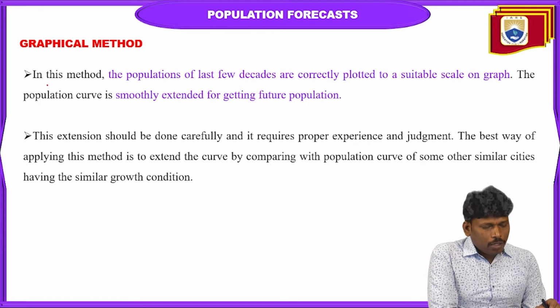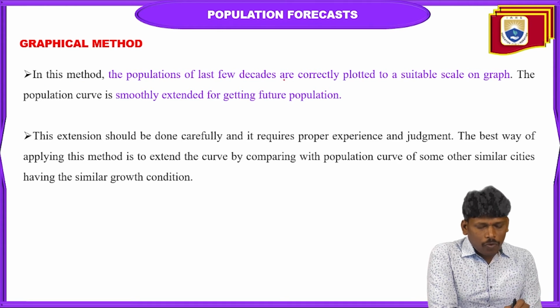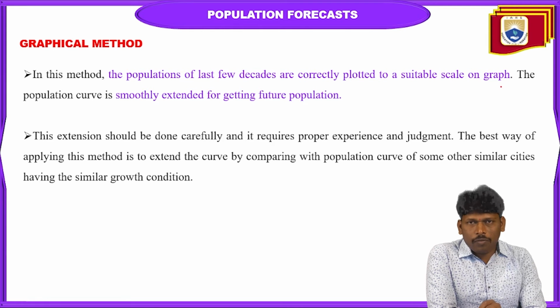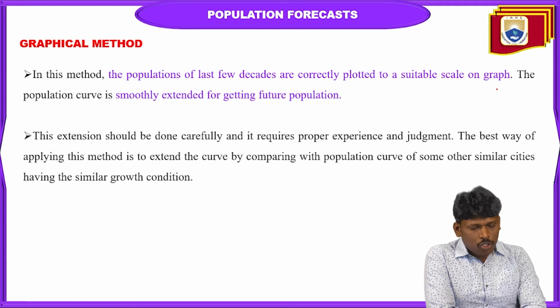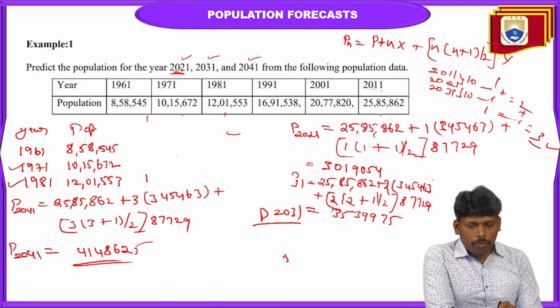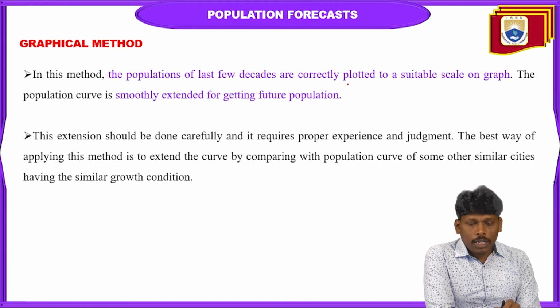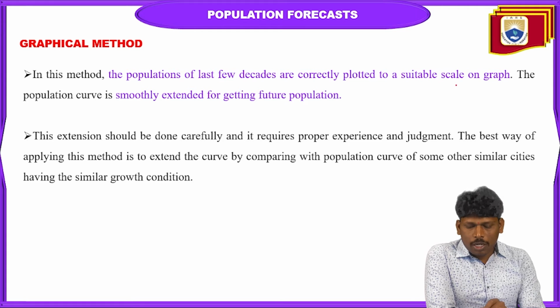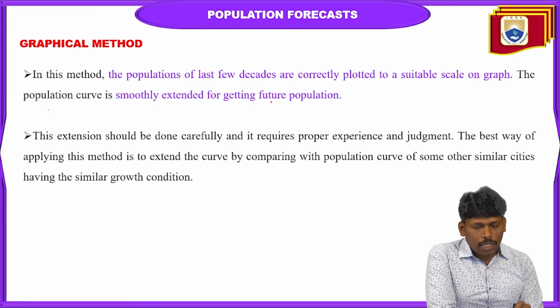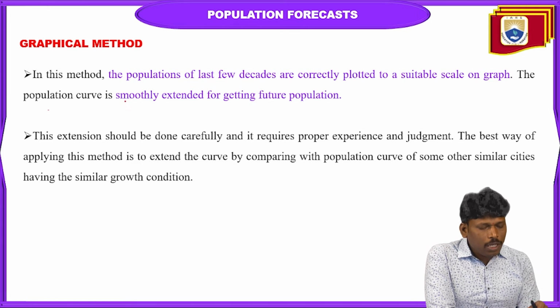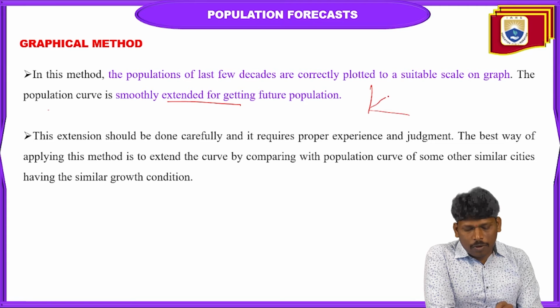I'll tell the general way. In this method, the population of the last few decades is plotted to a suitable scale on a graph. For example, just assume that this is the population of the last few decades. So the population of the last 2 decades is correctly plotted on a suitable scale on the graph. The population curve is then smoothly extended to get the future population. So we are just extending that curve. Once after getting this curve, for example, this is the curve of the known population. Then we are extending this one like this.